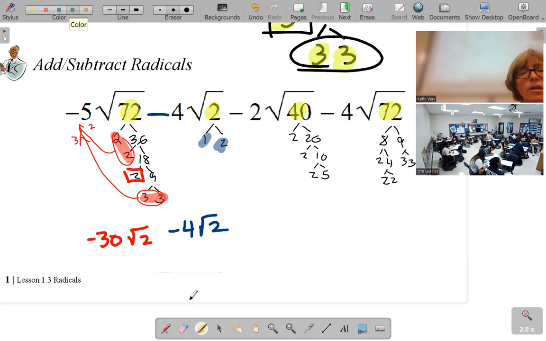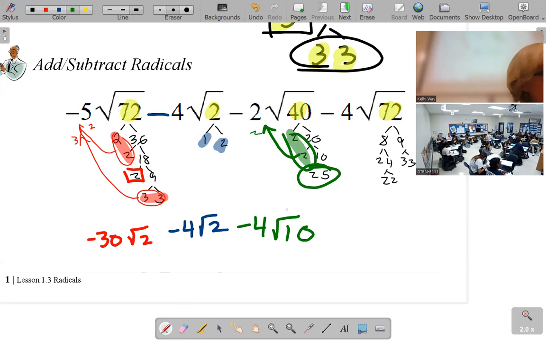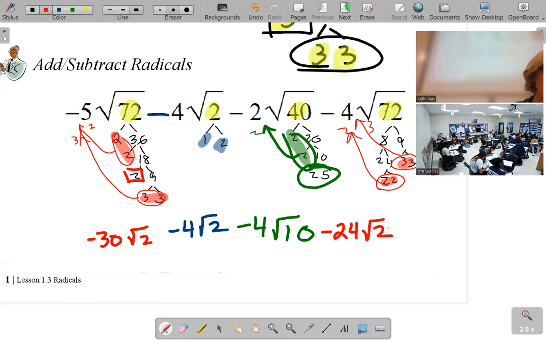Coming down here. Who has a date? 2s. Again, circle it, pull it out. Little baby 2. 2 times 2 is 4. This is minus 4, root 10, because there's a 2 and a 5. This one right here, I've got a pair of 2s and a pair of 3s. Circle, pull them out. 2, circle, pull them out. 3. Out loud, 2 times 3 is? Times 4 minus 24 root 2.